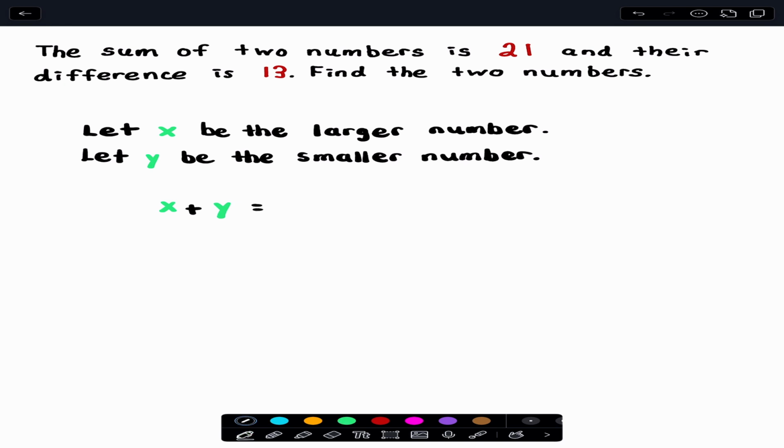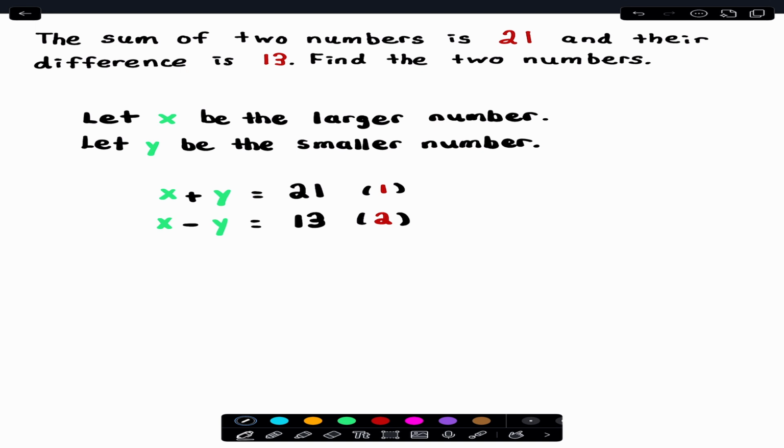Their sum is given to be 21, and their difference is 13. So the bigger number, subtract the smaller number, that's their difference. This should be equal to 13. So we can represent this top equation as equation number 1 and this bottom one as equation number 2. And now all we have to do is solve this system of linear equations.